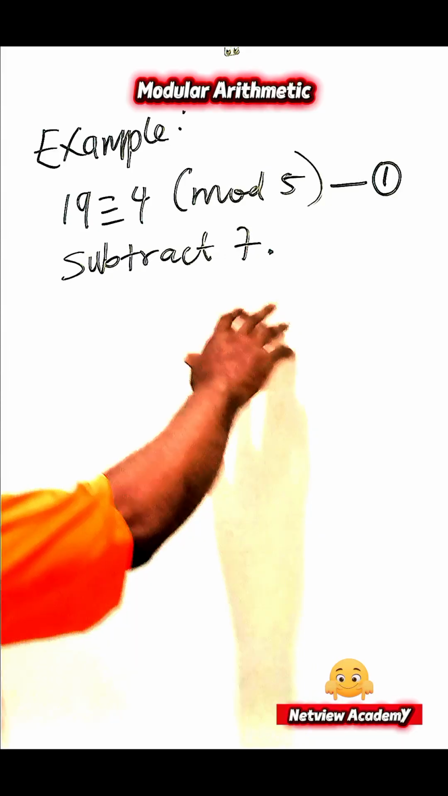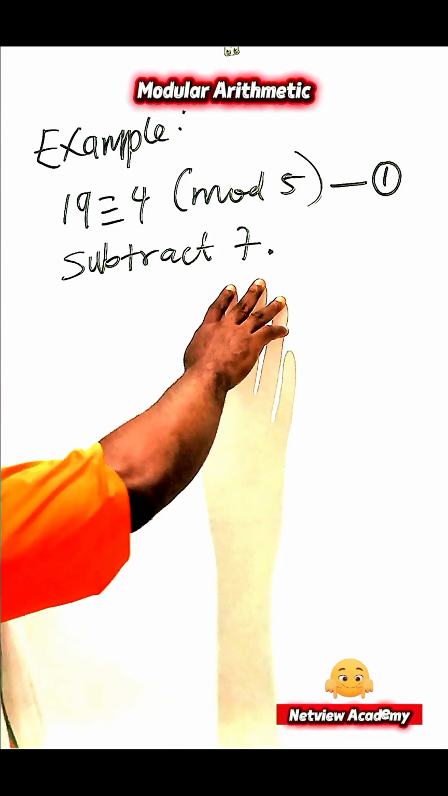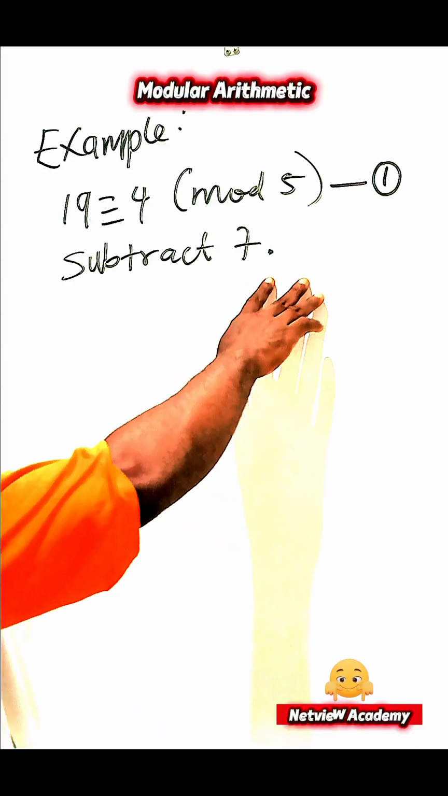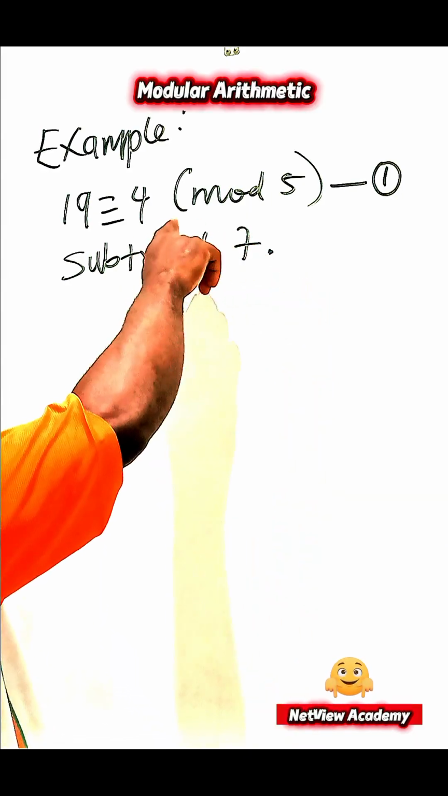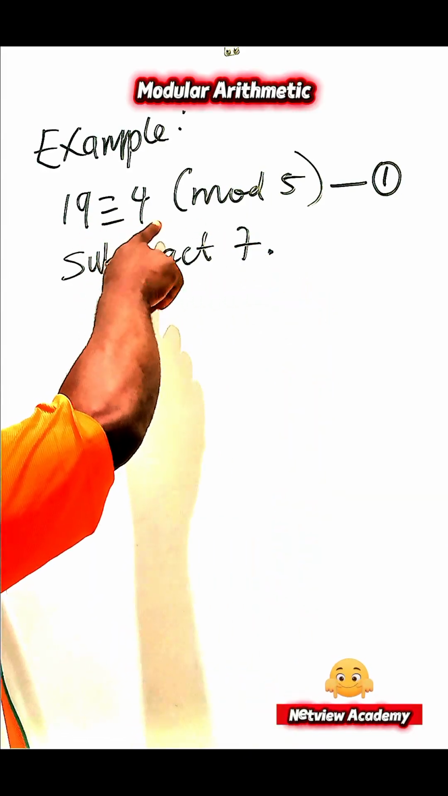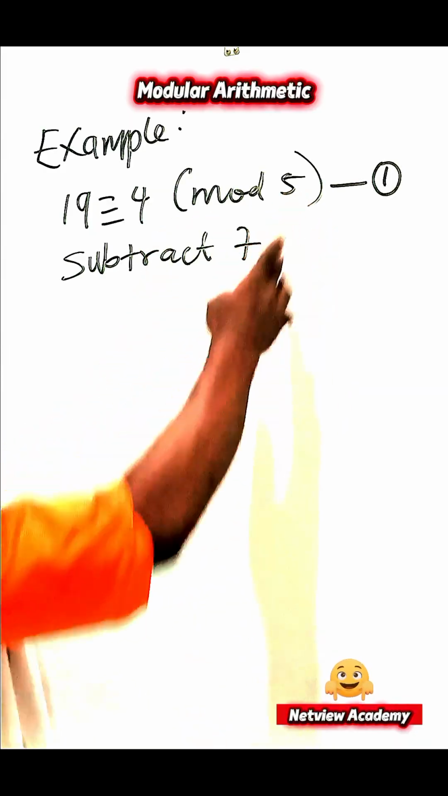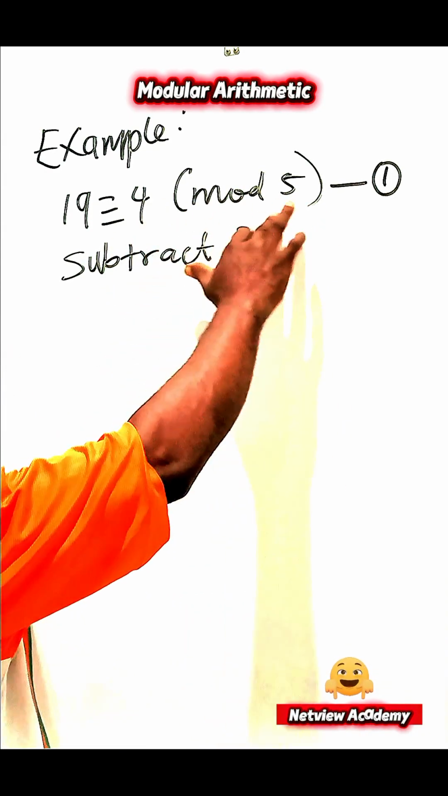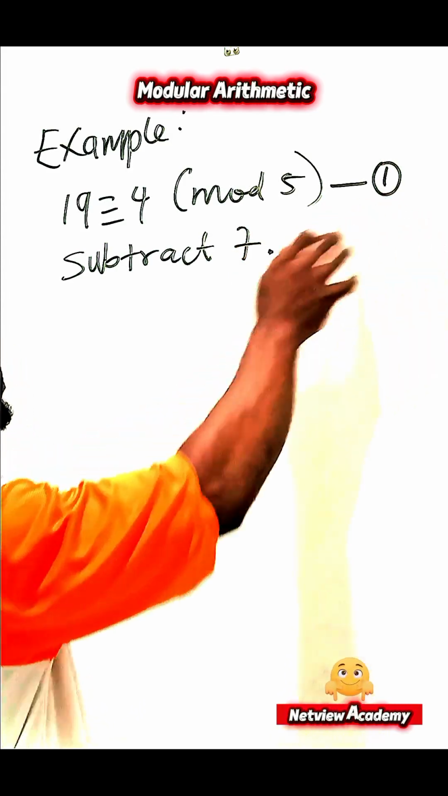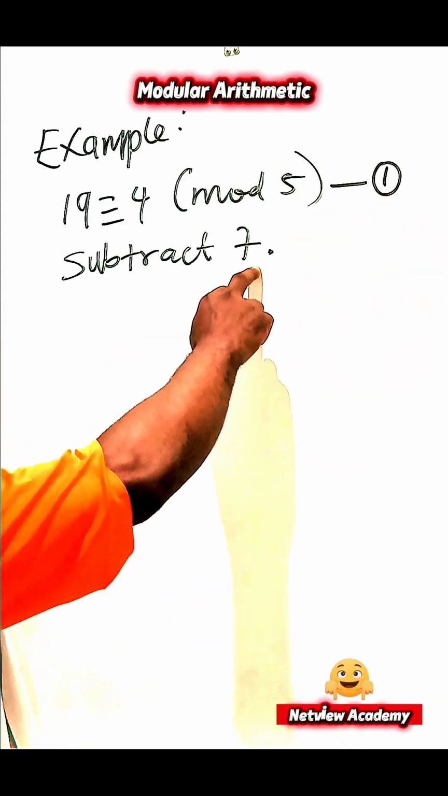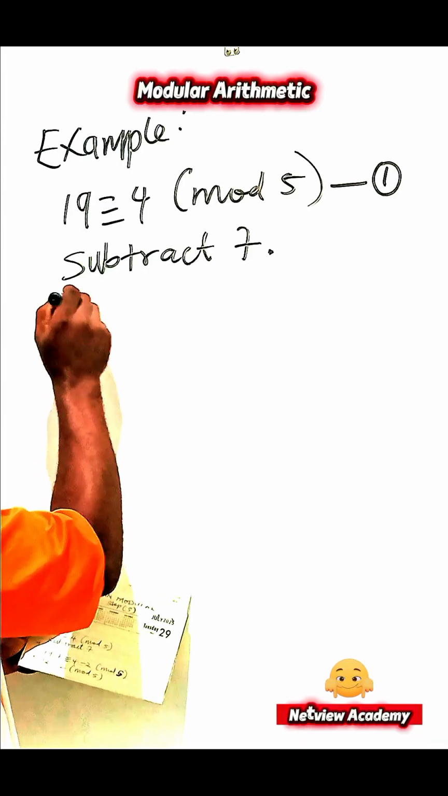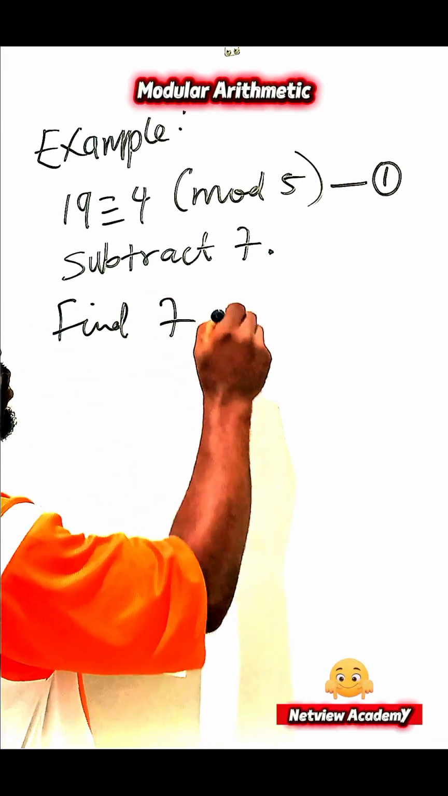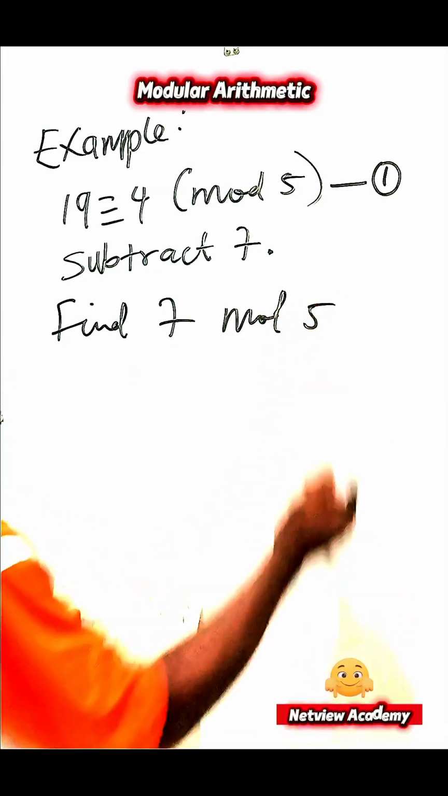Look at this example on the board. This is subtraction of modular arithmetic. So the question says we should subtract 7 from the first value. 19 is congruent to 4 modulus 5. So let 19 is congruent to 4 modulus 5 be the first value. So we are going to subtract 7 from it. To do that, the first thing we need to do, we need to find 7 modulus 5.